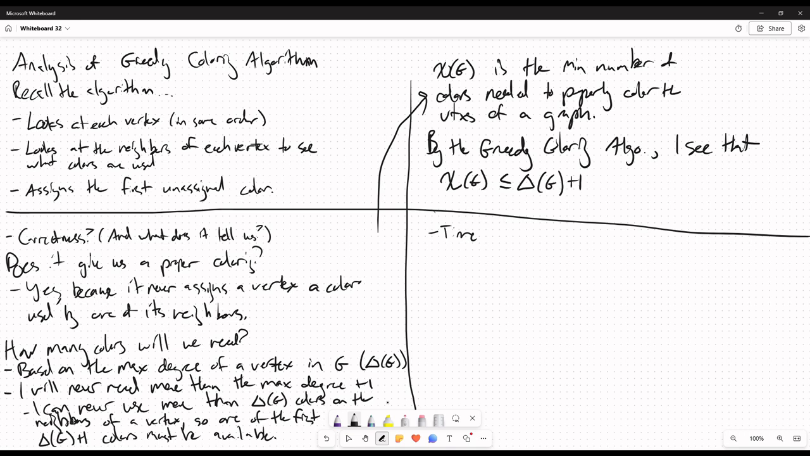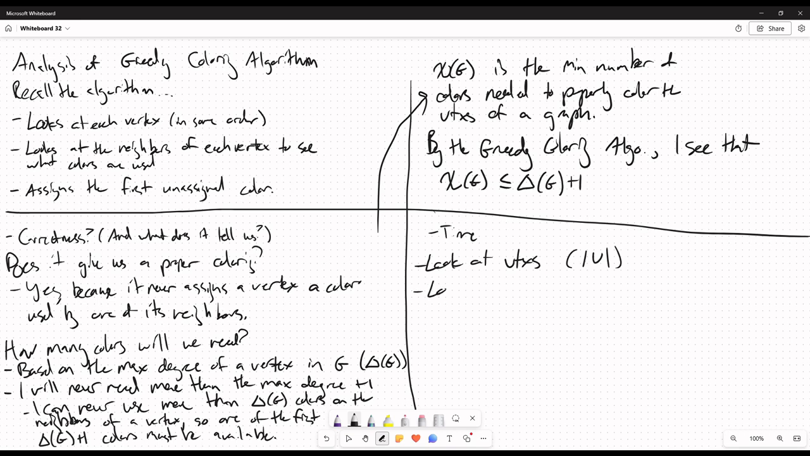How long does the greedy coloring algorithm take? Well, that's a slightly different question, and it's actually not too bad of a question. So let's take a look at what we do. We look at each of the vertices in some order. So when we look at the vertices, that's going to take about size of V time.